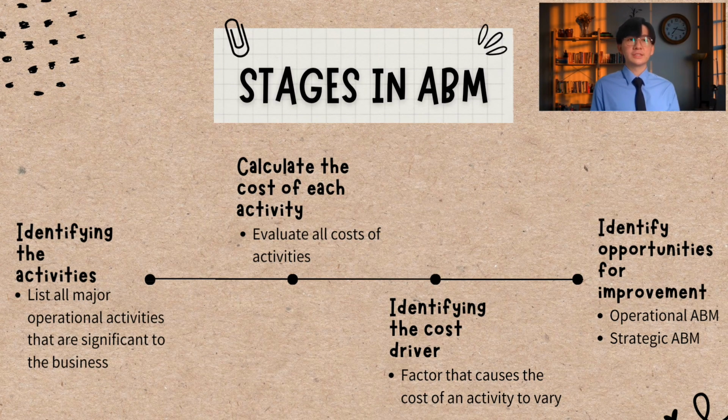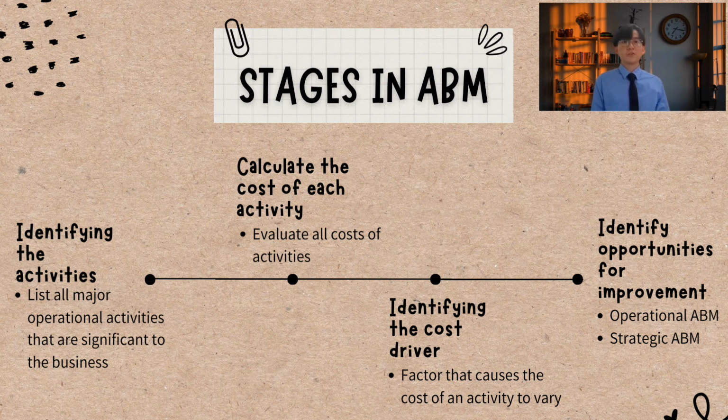There are 4 stages in ABM, and the first stage is identifying the activities by listing all major operational activities that are significant to the business and have the most influence on company finances. Consider how each activity's cost affects the overall business expenses.